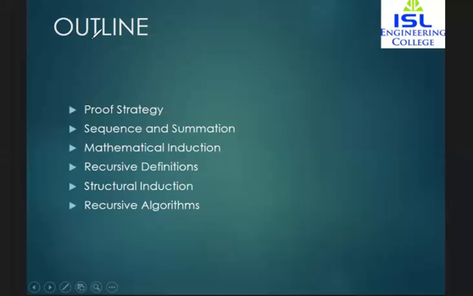Next, we will be continuing with the next topic of our syllabus, which is proof strategy. That is, this is your unit 2, part 2. And the first topic is proof strategy. For proof strategy, let's start with that.